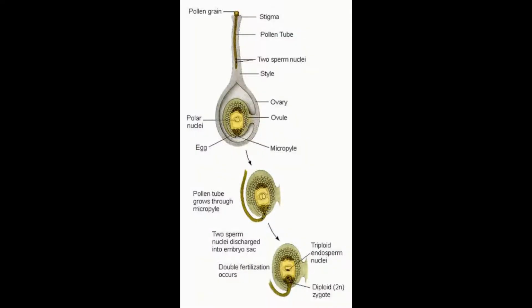So one of the nuclei of the haploid pollen nucleus fuses with the egg nucleus to form a diploid zygote. And what's really unique about plants is that the other pollen nucleus fuses with another nucleus to trigger the formation of the food store for the embryo. And this process is known as double fertilization, and we'll be having a more in-depth look at it in a bit.